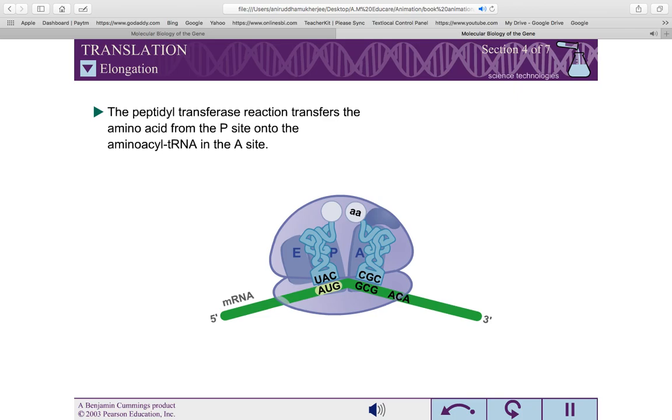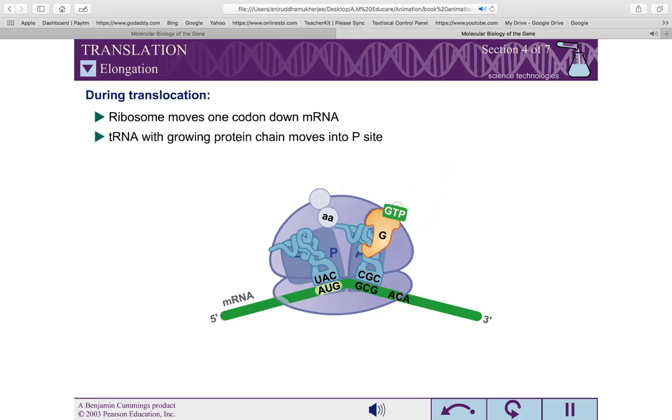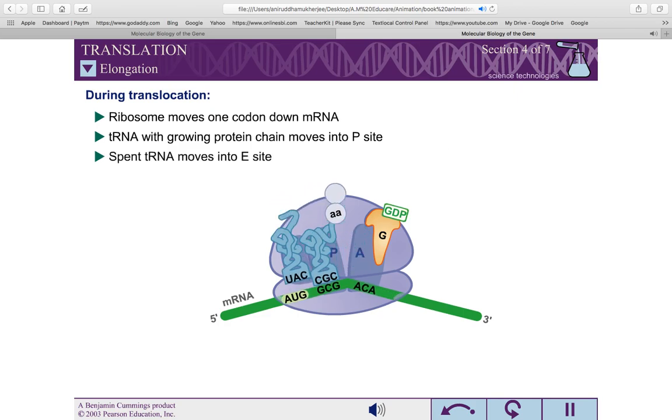Next, a peptide bond is formed between the amino acids. This reaction transfers the amino acid from the tRNA in the P site onto the aminoacyl-tRNA in the A site. To prepare for addition of the next amino acid, the ribosome undergoes translocation, a process in which the ribosome moves along the mRNA to the next codon. Translocation is facilitated by elongation factor EF-G. The tRNA with the growing amino acid chain attached moves from the A site into the P site, and the spent tRNA in the P site moves into the E site.